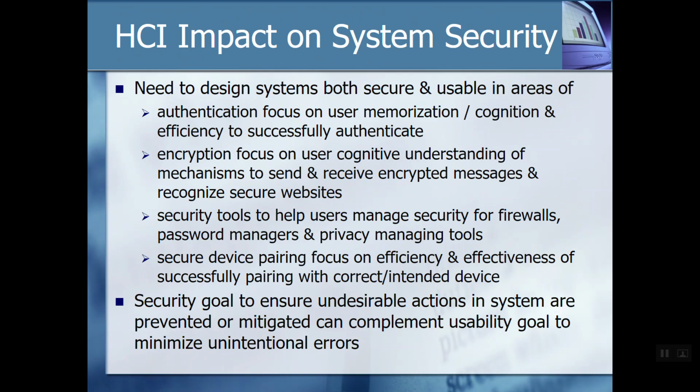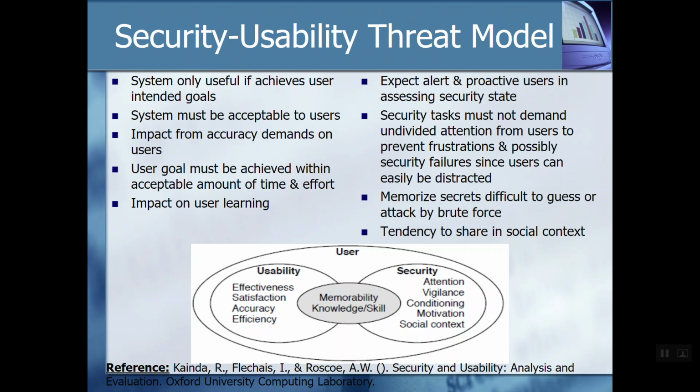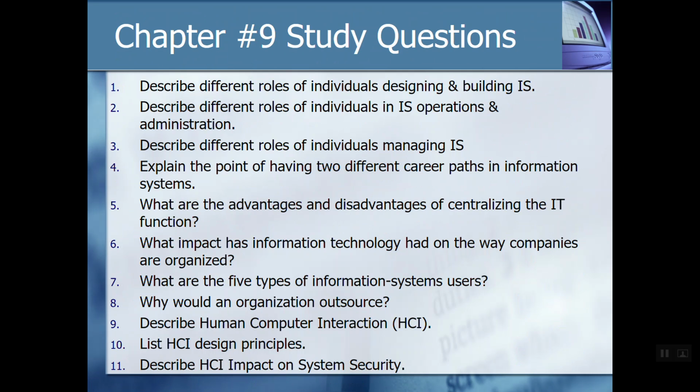And so we say here, the security goal to ensure undesirable actions in systems are prevented and mitigated can complement the usability goal to minimize unintentional errors. But it has to be designed. This is all design stuff. This has to be designed in. It doesn't happen accidentally. So this is just a model here of a security usability threat model, a kind of formal model describing that. How do you design something that is easy to use and intrinsically secure? All right, and that is it for this section.